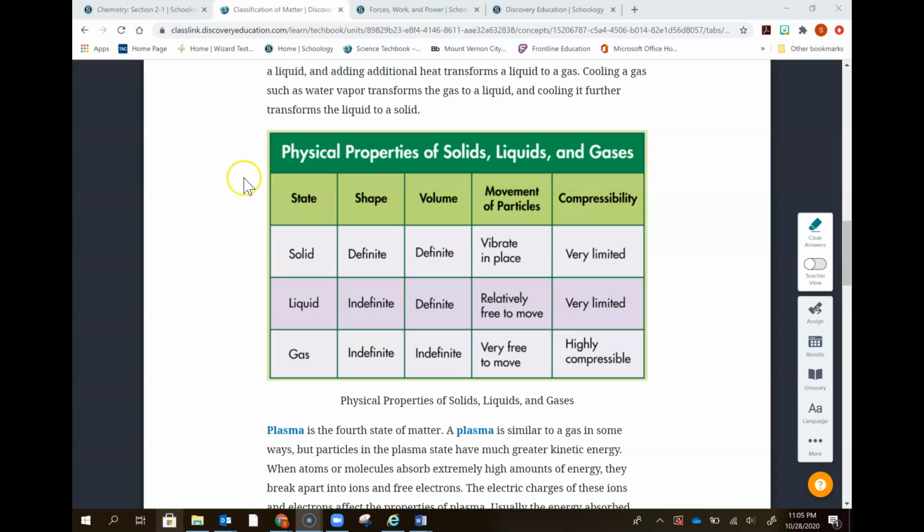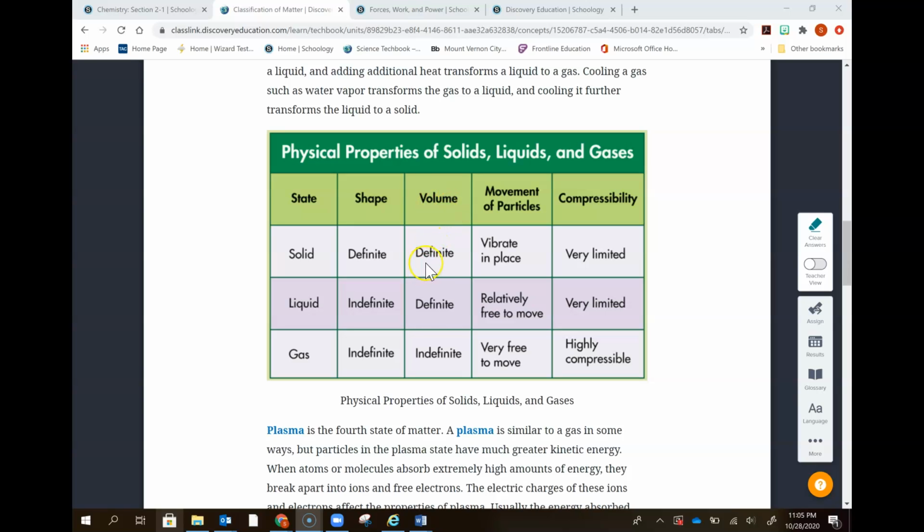This is a table which shows the physical properties of solids, liquids, and gases. So within the table, we have solid, liquid, and gas. Describing the shape, solids have a definite shape. Liquids and gases have indefinite shapes. Liquids and gases both take on the shape of the container they occupy.